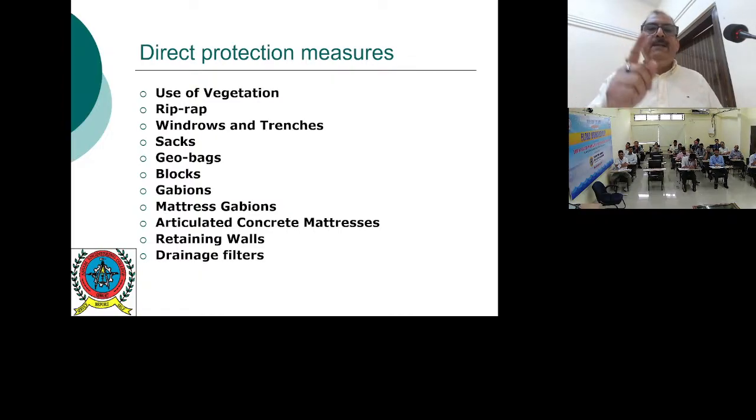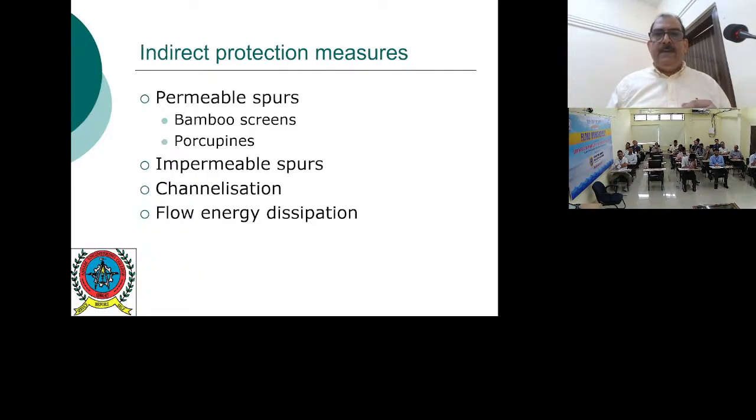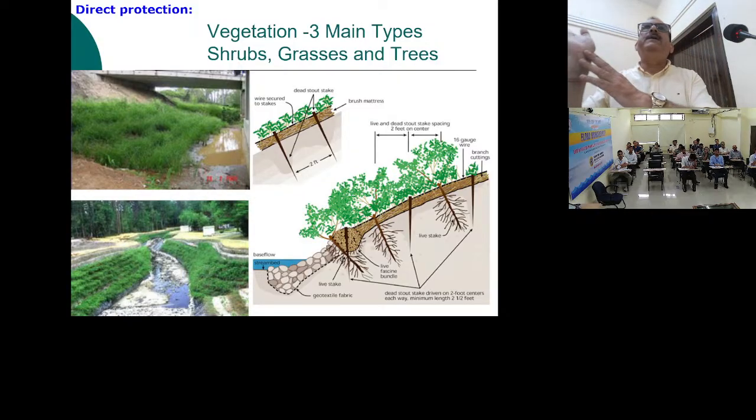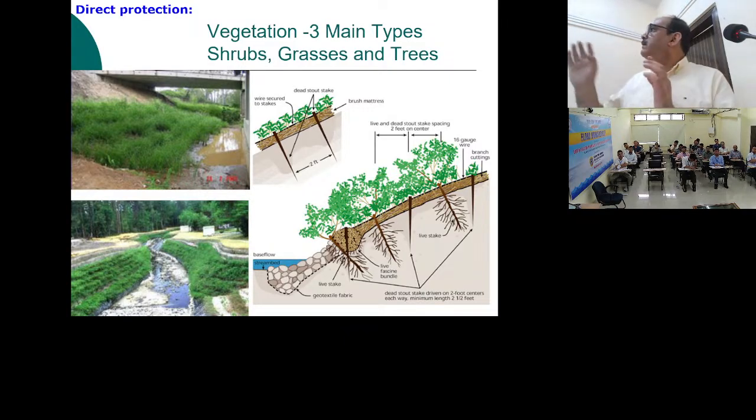Yes, these vegetative measures are good for European rivers, very small rivers. In Assam also, PWD uses vetiver grass to protect some bridges. This measure is useful when your bank slope is gentle, number one. When scouring is not much. Otherwise, it is very good.